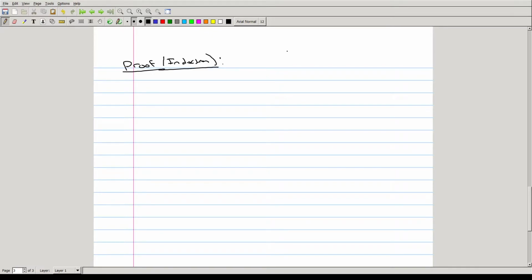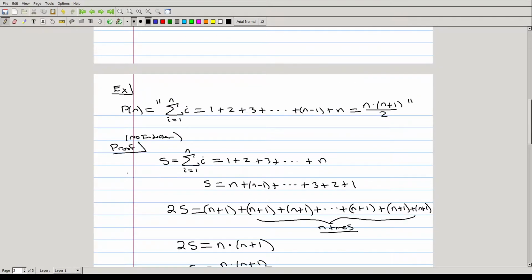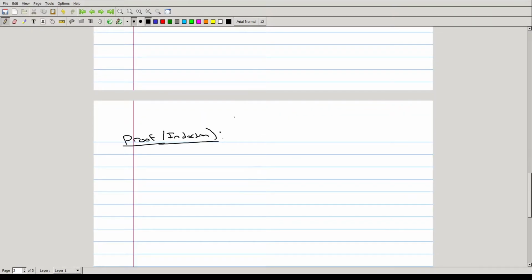And the statement that we're going to be proving here is for k in the positive integers, so starting at 1. P of k, or proposition, is the statement that the sum from i equals 1 to k of i is equal to k times k plus 1 over 2.